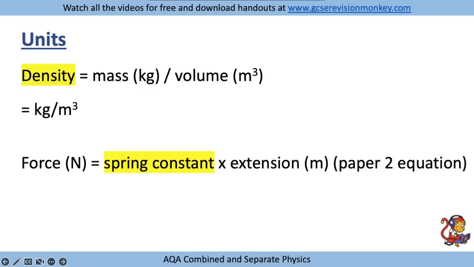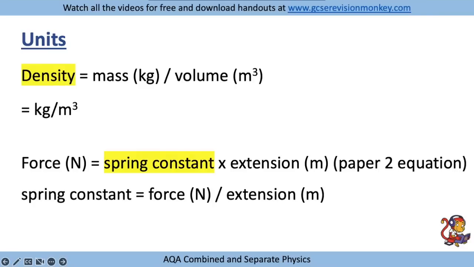In the same way, you can work out the units for spring constant. Now, you can actually use the paper 2 equation to work out the units for spring constant, because that will be on the same data sheet. So force is newtons, extension is meters. If you rearrange this equation, you get spring constant equals force divided by extension. So the units for spring constant are therefore newtons per meter, because that's what you have to do if you're calculating it in that equation.